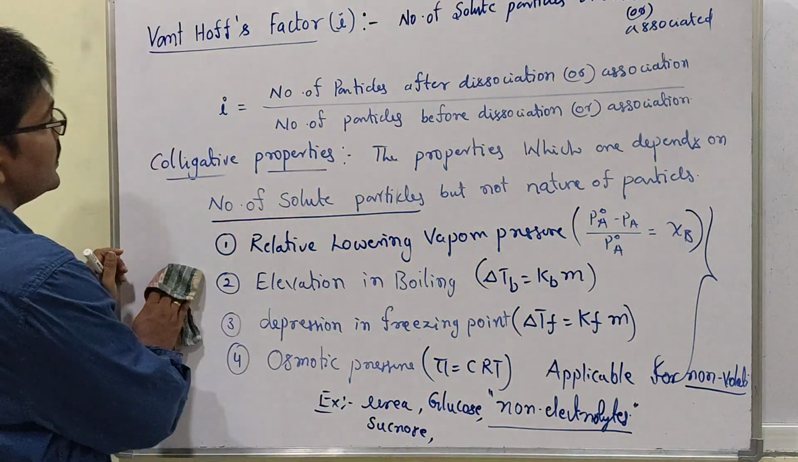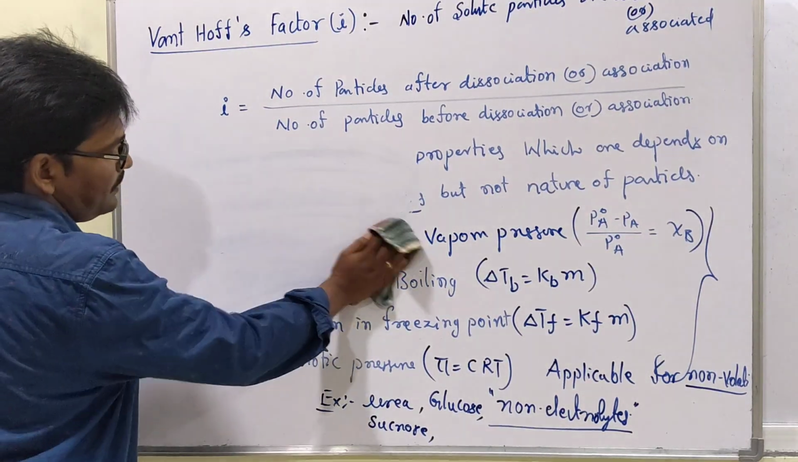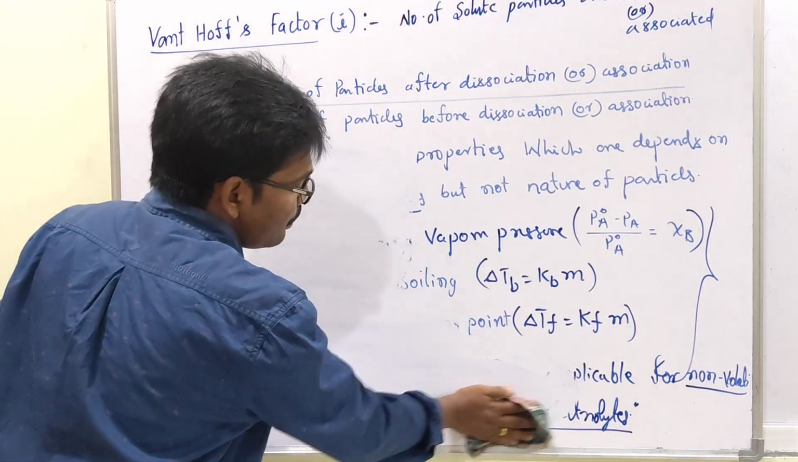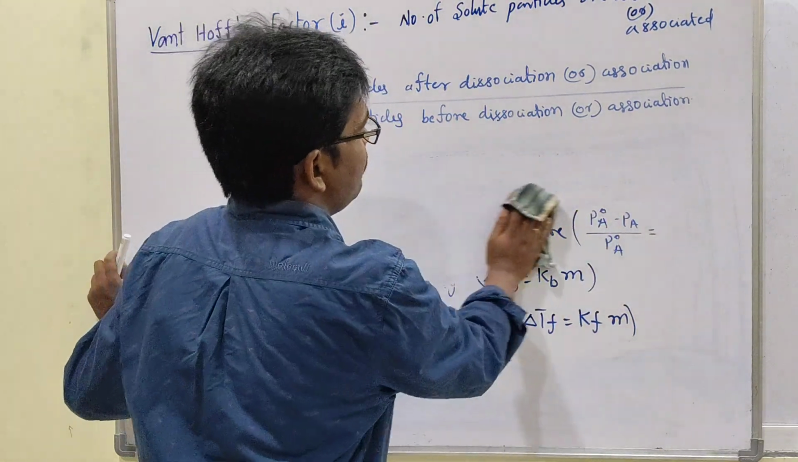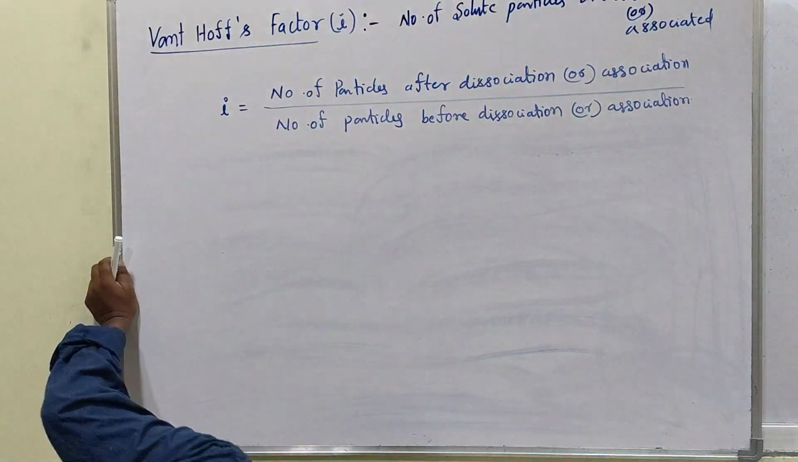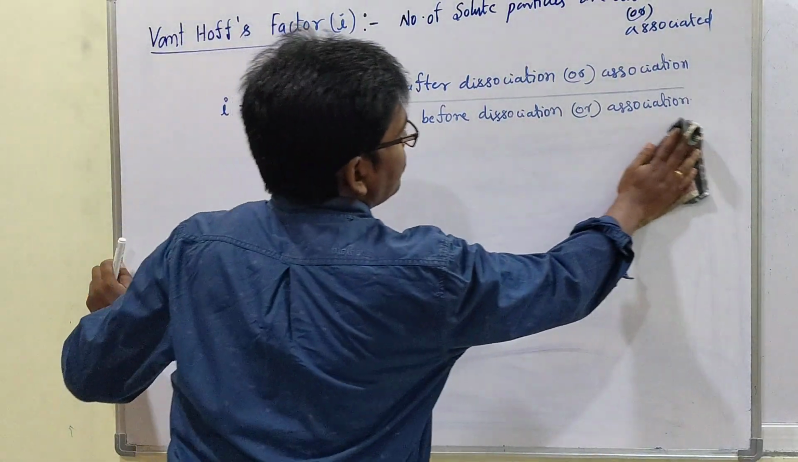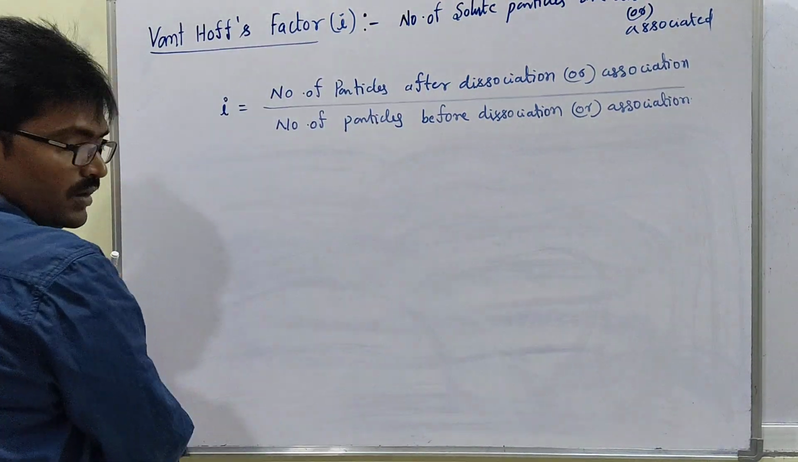Van't Hoff factor, in the case of dissociation for example, is the number of particles after dissociation divided by the number of particles before dissociation. That is called the Van't Hoff factor.